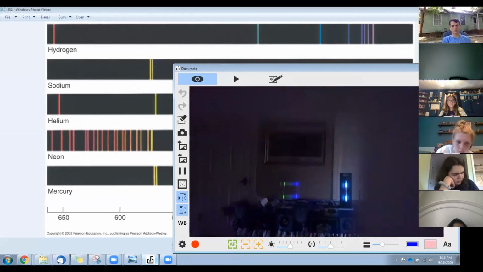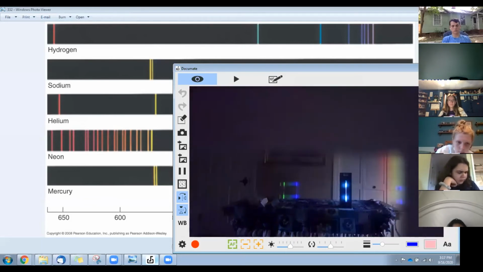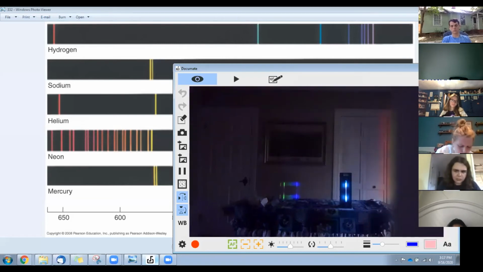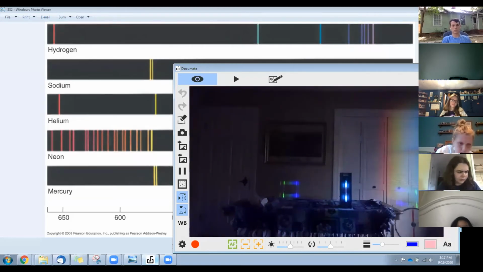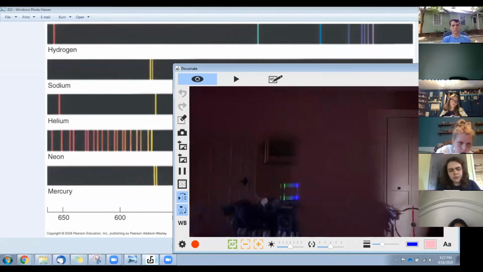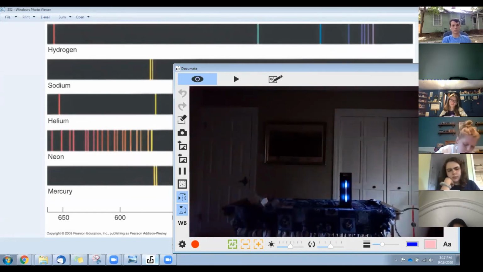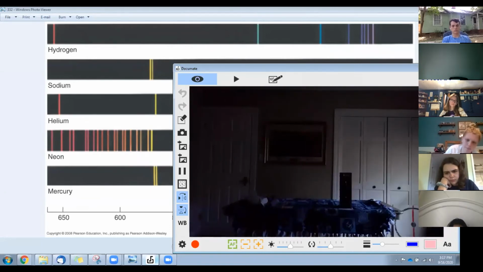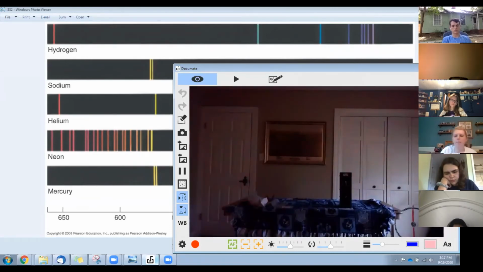It's a little faint. The dot cam doesn't have a great blue-violet response, but what do you think that is? Mercury? That's mercury. Let's turn it off. Turn this light back on over here. Yep, that's mercury.